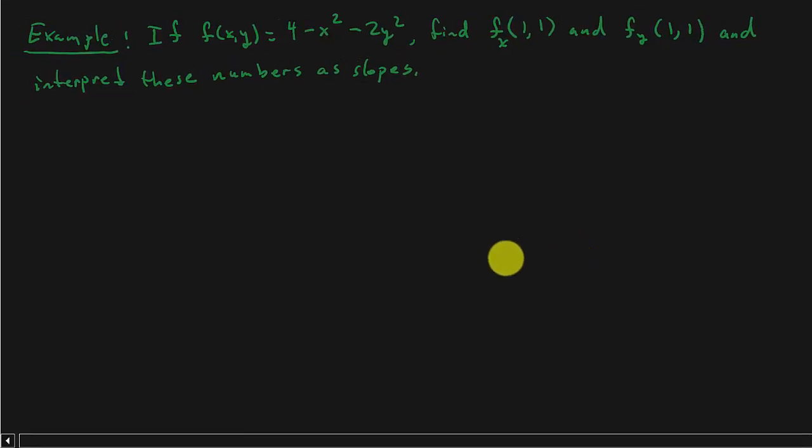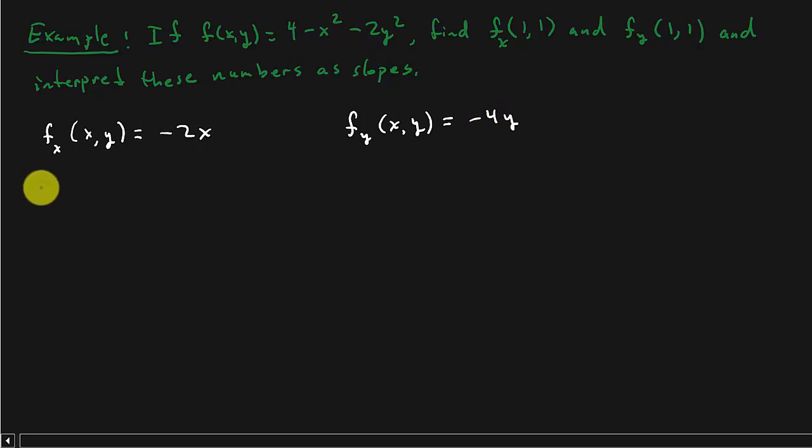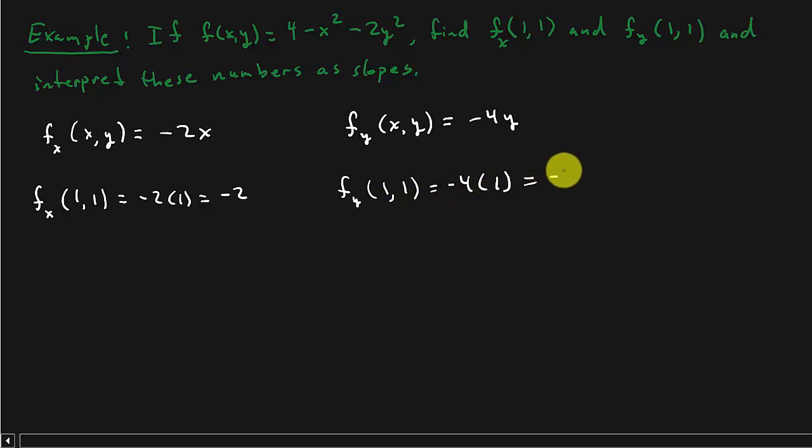So let's find f sub x of x, y. Let's find the partial with respect to x. So that's just going to be negative 2x. The derivative of 4 is 0. The derivative of this is negative 2x. And then this is just a constant, so that's 0. And I guess let's just go ahead and find the partial of f with respect to y also while we're here. Okay, that's 0, 0, and then this is going to be negative 4y. And then let's evaluate each of these at the point 1, 1. So that's negative 2 times 1, which is negative 2. And this is negative 4 times 1, which is negative 4.